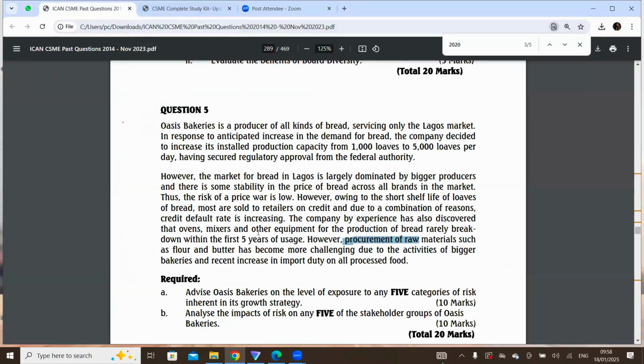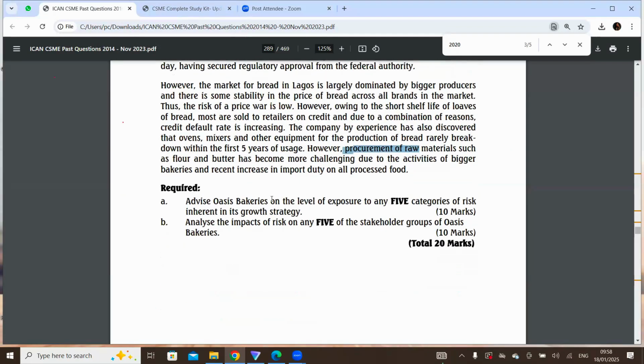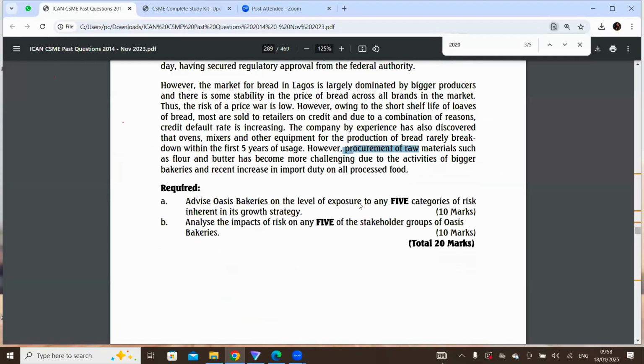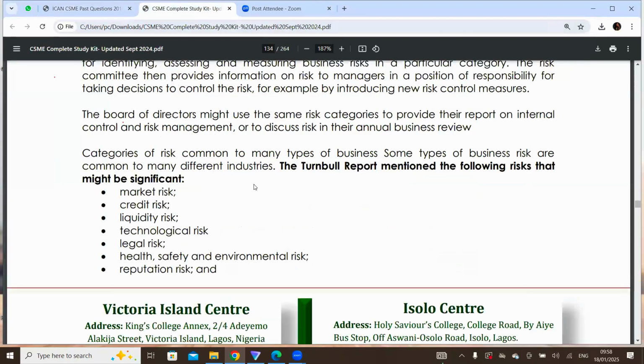Then they said, analyze the impact of risks on any 5 stakeholders. Can you see how many times I've seen this question? What do you do? You list out the stakeholders and you explain how the risks on Ozzy's can affect their stakeholders. To be honest, it is not unrealistic. Risks is one of the areas where they ask the most direct questions. These questions that we're seeing are not out of the ordinary. They are not things that you cannot know, right?